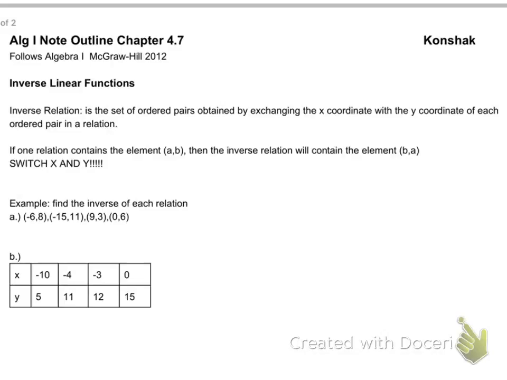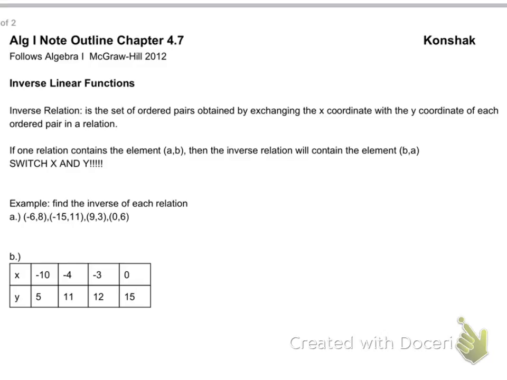So this is Algebra 1, 4.7. We did skip 4.6. Today we're going to talk about inverse linear functions. Okay? But first, before we start getting into functions and equations, let's just talk about relations.